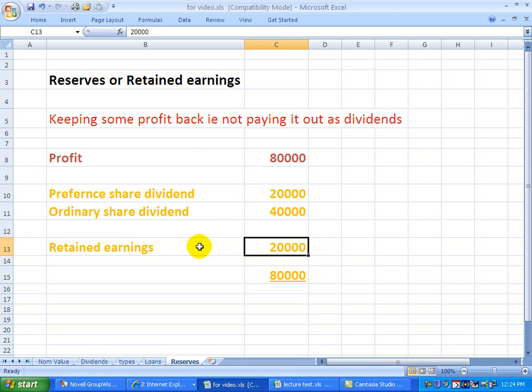So that's retained earnings, which you'll often see on the balance sheet as reserves, or just money that's left over in the profit and loss account. There can be a profit and loss account, which is money left over after you've paid these other things.